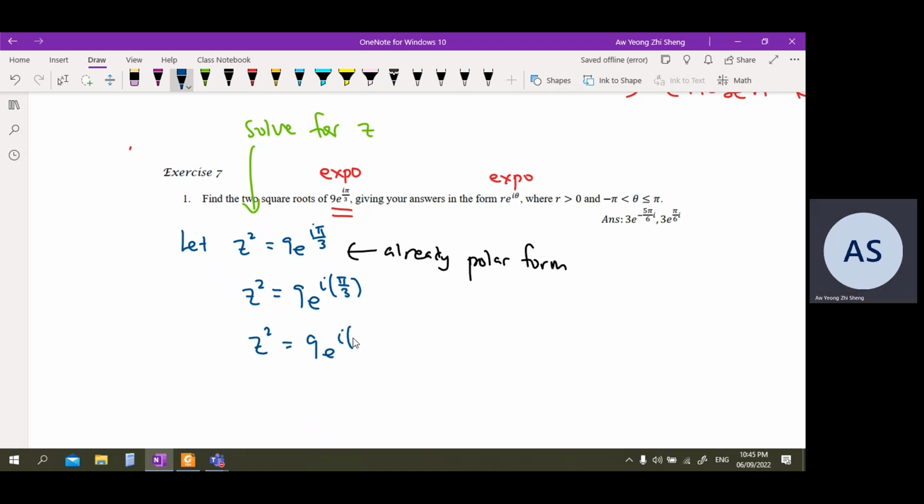Okay, next is to add 2k pi to the argument, or the theta part. The theta is pi over 3, so you just add 2k pi. Pi over 3 plus 2k pi for whatever integer k, it will still point to the same direction. So the equation is still correct, where k is an integer.